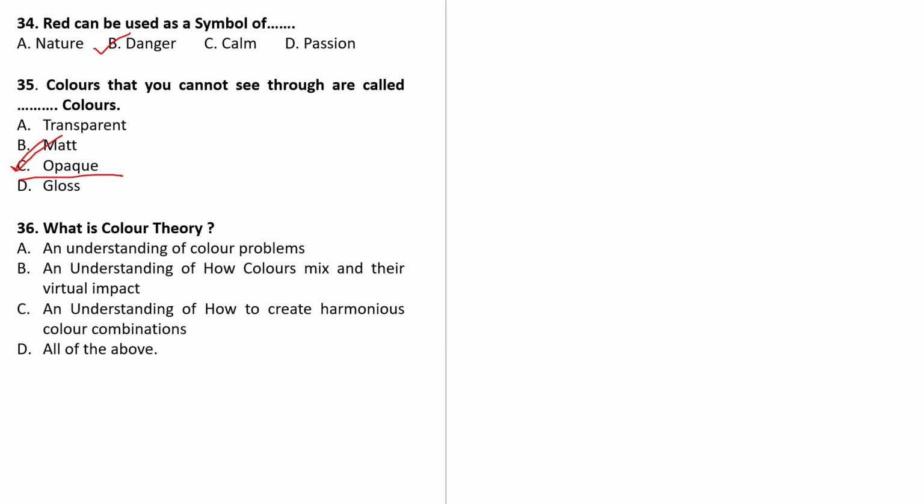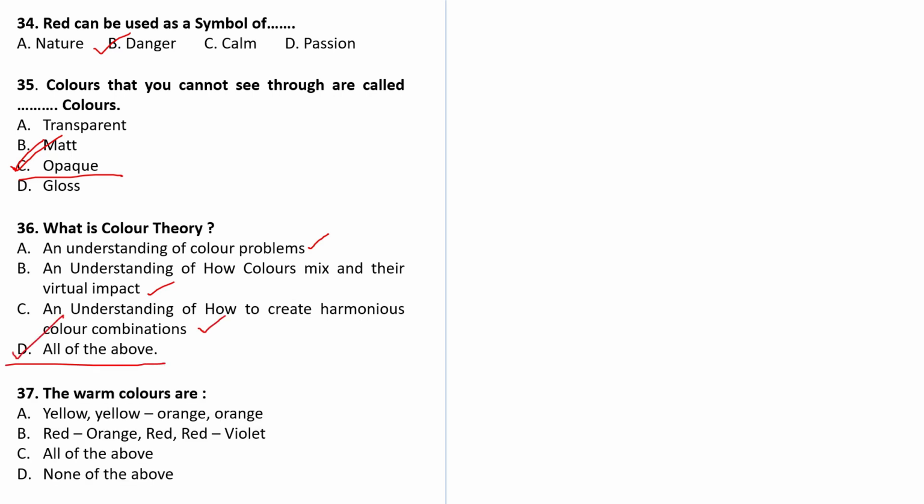Now talking about what is color theory. An understanding of color problems? Yes. An understanding of how colors mix and visual impact? Yes. An understanding of how to create harmonious color combinations? Yes. So all of the above, D is the correct answer. 37. The warm colors are yellow, yellow-orange, orange, red-orange, red, red-violet. All of the above. Okay.